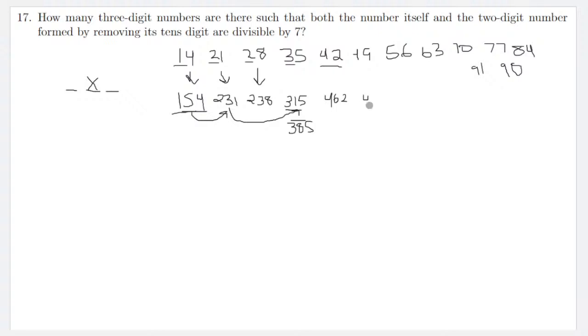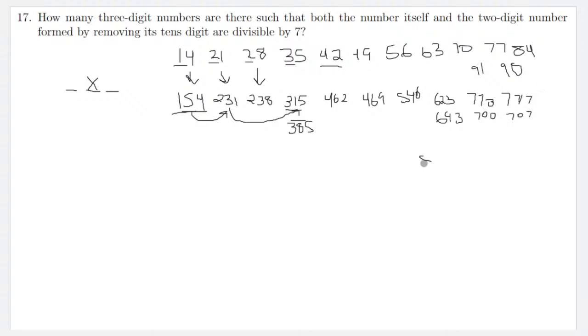Then 49, 469, same thing. We haven't changed the hundreds digit. 56, we get 546. 63, 623. And then we can increase by 7 here. So 693. And then we have 770 and 700, right? Because we can decrease by 7. And then we have 777 and 707.